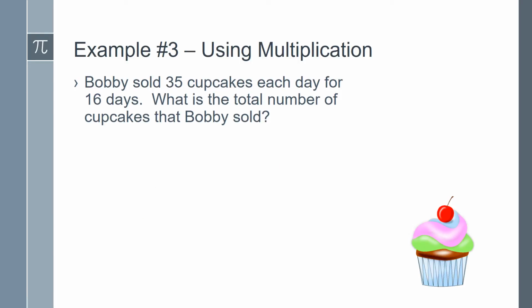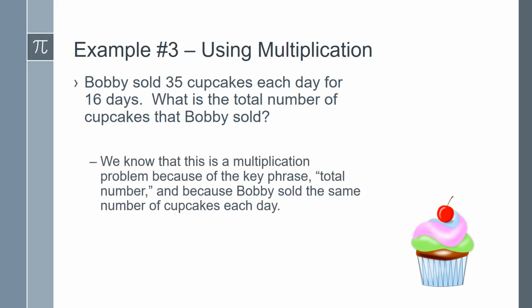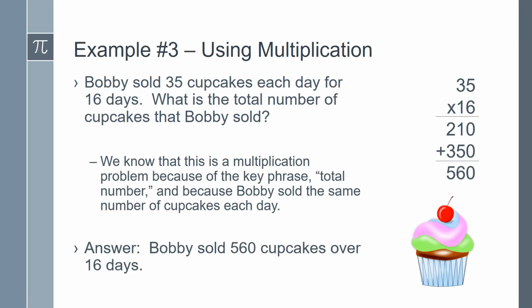Example number 3. Bobby sold 35 cupcakes each day for 16 days. What is the total number of cupcakes that Bobby sold? We know that this is a multiplication problem because of the key phrase total number, and because Bobby sold the same number of cupcakes each day. So we set up the multiplication problem, 35 times 16, and we use our multiplication algorithm, and we find that the answer is 560. So Bobby sold 560 cupcakes over 16 days.